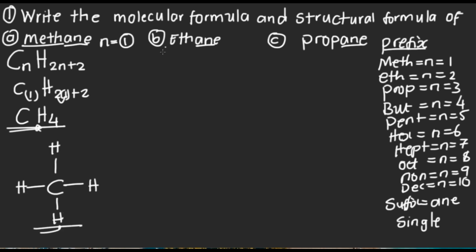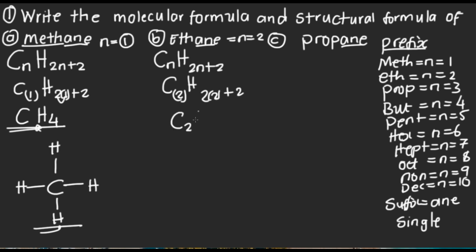So what of ethane? For ethane, we are going to do the same. First, we need to come up with the molecular formula, which is CnH2n+2. For this one, eth, n is equal to 2. So we say C2, then 2 times 2 plus 2. C times 2 is C2, then 2 times 2 is 4, plus 2, which gives us 6 atoms of hydrogen. So the formula is C2H6.